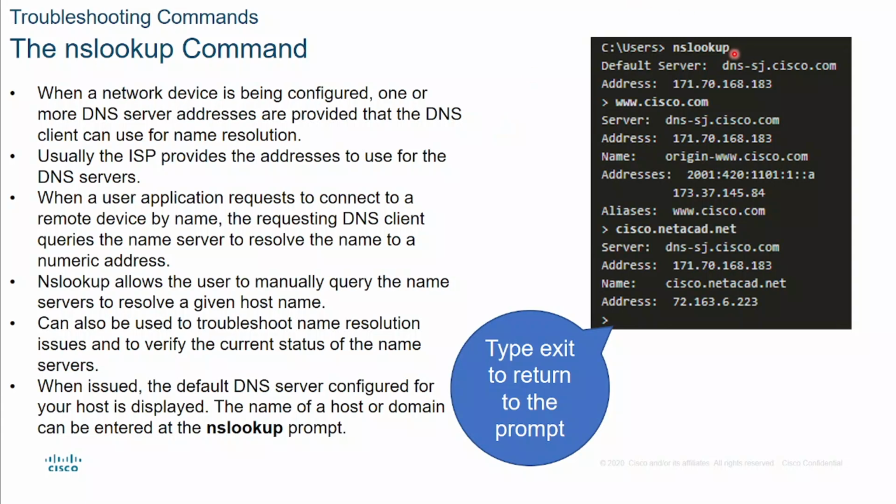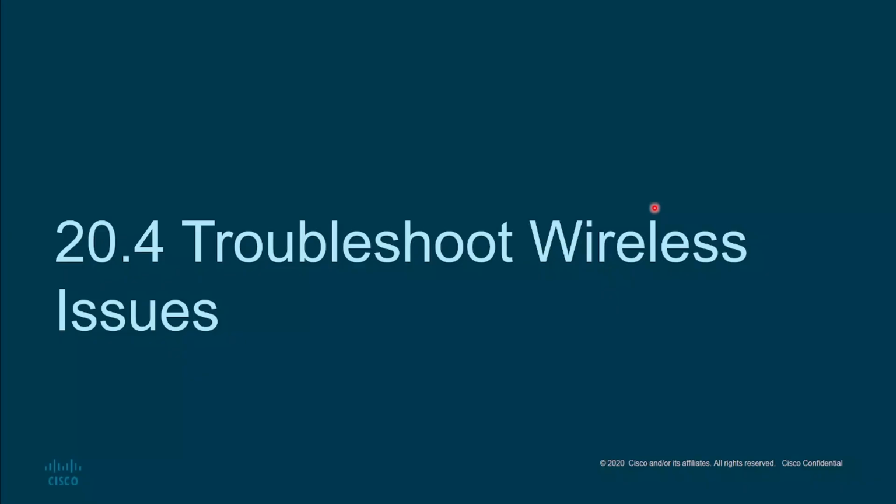So when you enter nslookup and then www.cisco.com, you can see the server, the address, the IP address, and you can see the name, and this is the alias that you are using, which is www.cisco.com. But in the real sense, that's actually origin-www.cisco.com. So there's a lab associated with this.